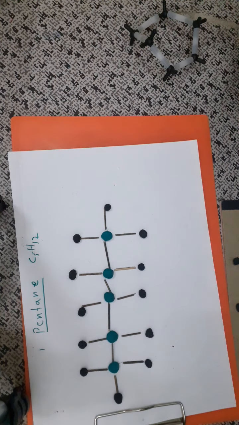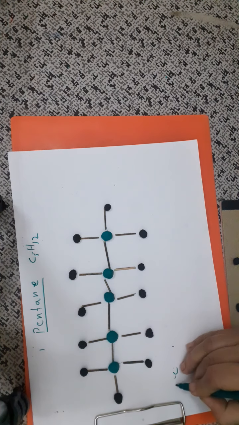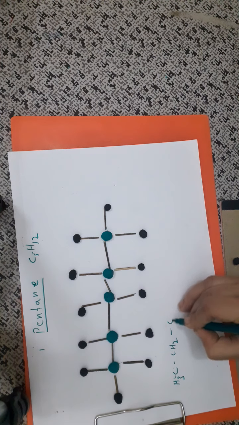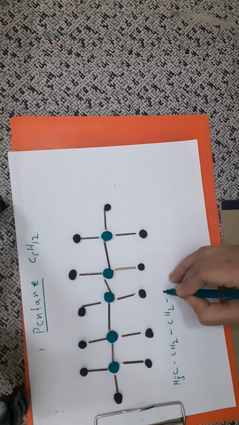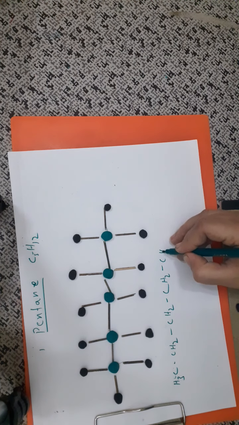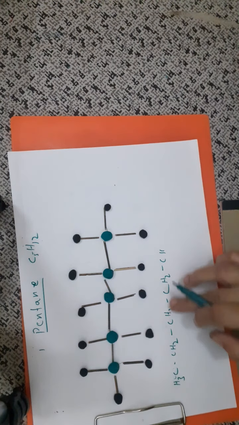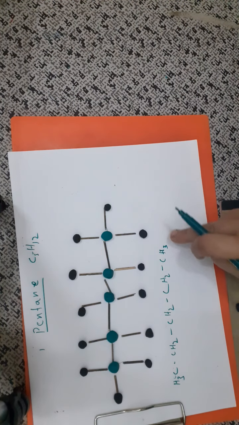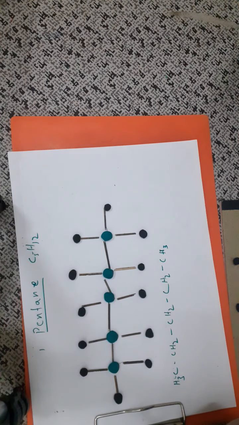So now when it exists in a straight chain, what could be the condensed formula? CH3, CH2, CH2, CH2, and CH3. 1, 2, 3, 4, 5. Yes, CH3. So this is the straight chain formula of pentane.